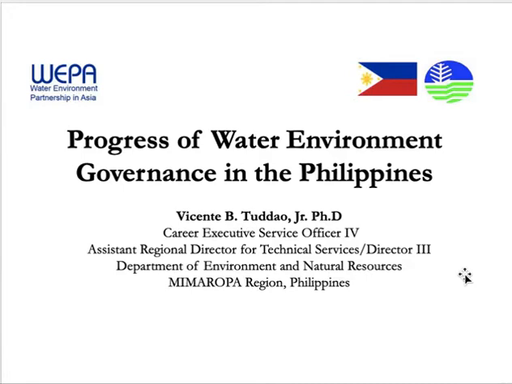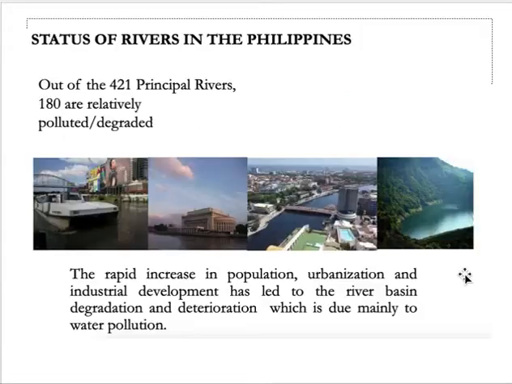Okay. So we have here a report. This is from 2019, the progress of water environment governance in the Philippines, which is presented by Vicente Tudao, a career executive service officer of DENR Mimaropa region. So one of the highlights of this report is this. Out of 421 principal rivers, it is considered that 180 are relatively polluted. So most likely near half, or papunta sa 50%. So the rapid increase in population, urbanization, and industrial development has led to river basin degradation and deterioration, which is due mainly to water pollution.